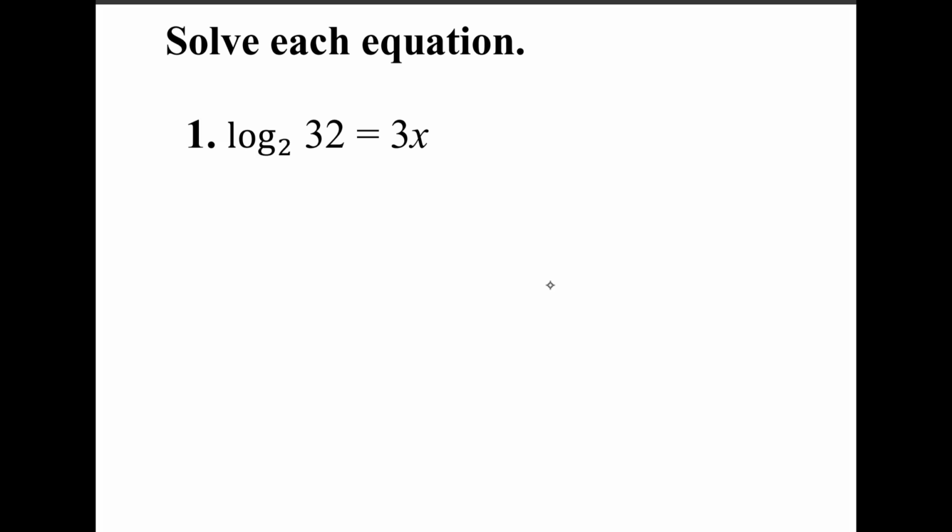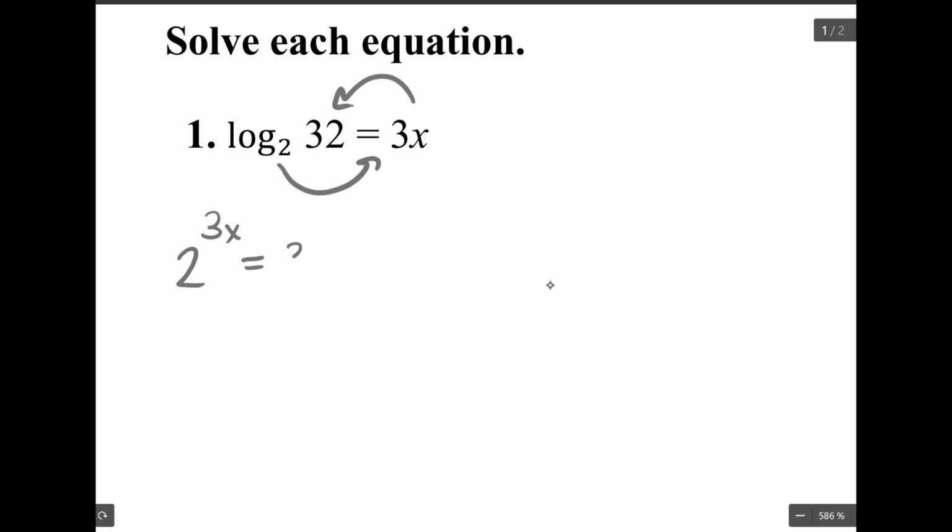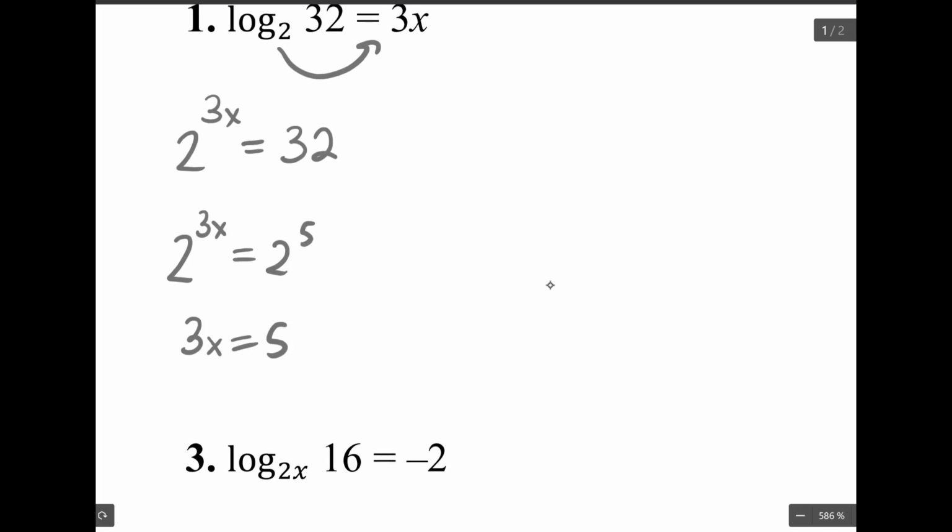You move it to draw the arrows. Sure, I'm going to draw the arrows. Draw the 2 to the 3x and trace it down to 2 to the 3x equals 32. You want your bases to be the same. So you do 2 to the 3x equals 2 to the 5th. And then you equate your exponents. Then you get x equals 5.